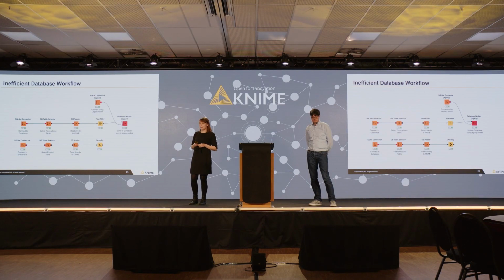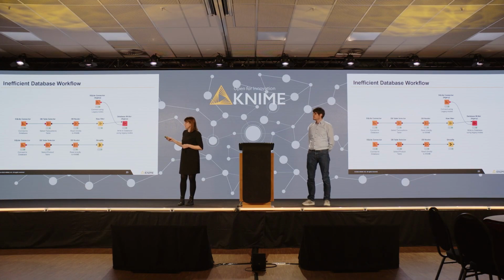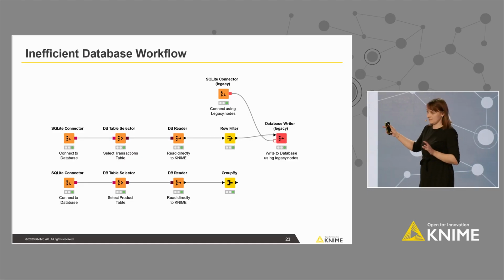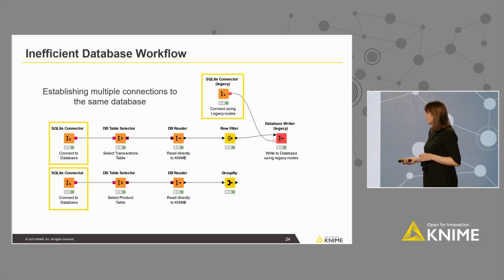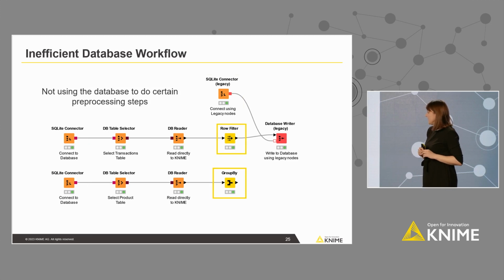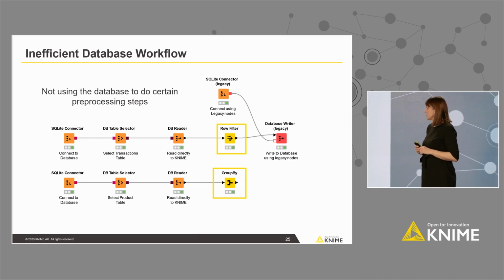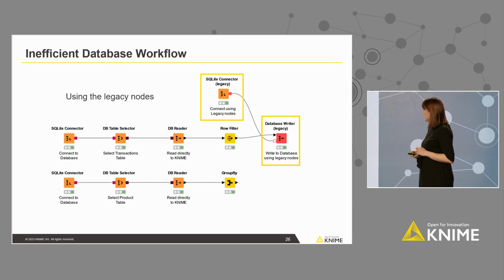So let's have a look at an inefficient database workflow. Here you can see there are several connectors used. There's the SQL connector connecting to, let's say, the same database. On the top, there are maybe some old leftovers with a legacy node, and also the manipulation nodes are coming after the reader nodes. So there is a group by that could have been done before, same for the row filter. And here we have the legacy nodes.